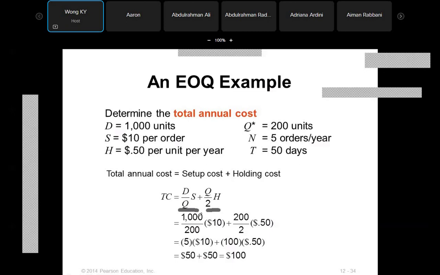D per Q times S, D is 1000, Q is the 200 units that we have calculated, because this is the optimum order quantity, times S is $10 per order. And then for holding cost, it is Q per 2 times H, so Q is 200, divided by 2, times H is 0.5. If you calculate this, you will get $100. So this is the minimum, the most economic total inventory cost.